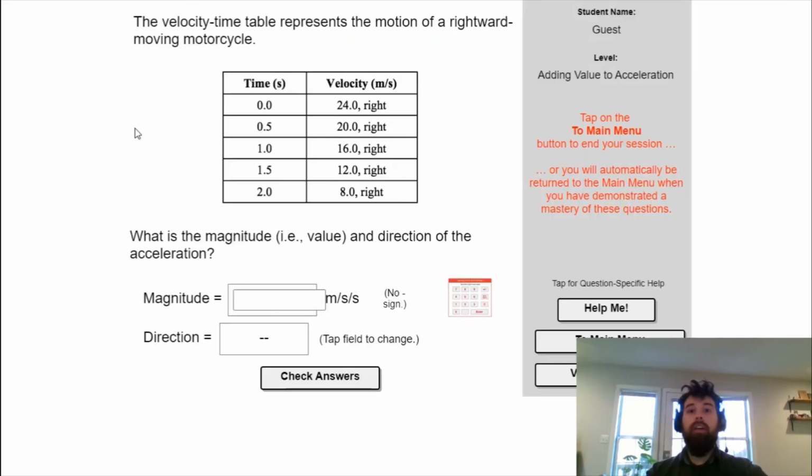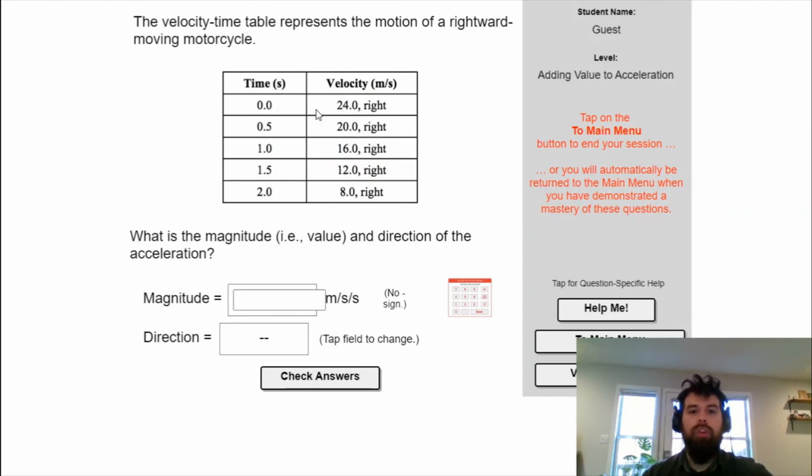Yay! Oh, look, another table! So this one represents a rightward moving motorcycle. So what is the magnitude and direction of acceleration here? Well, it looks like the table has the times set out in every half of a second. So what I can do here is look at the changes in velocity, not just going from one row to the next, but going every 2 rows, so that I know how much it's changed every second.